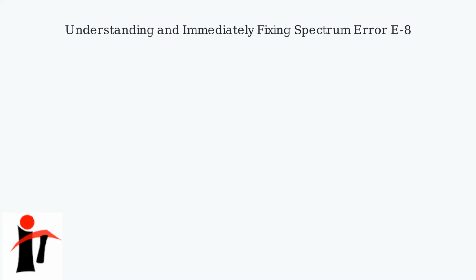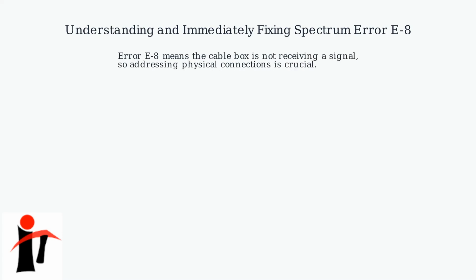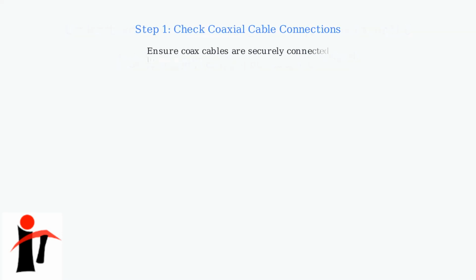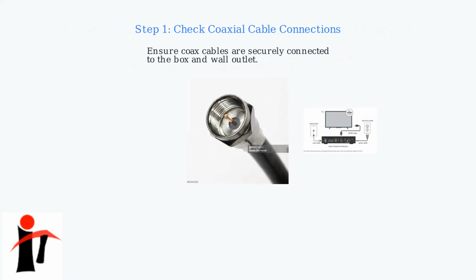Spectrum cable box error code E8 indicates a signal or connectivity problem preventing your box from receiving content. First, check all coaxial cable connections to the box and wall, ensuring they are tight. A loose connection is the most common cause.